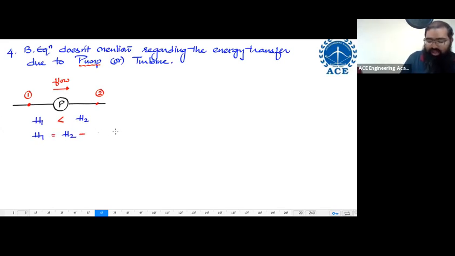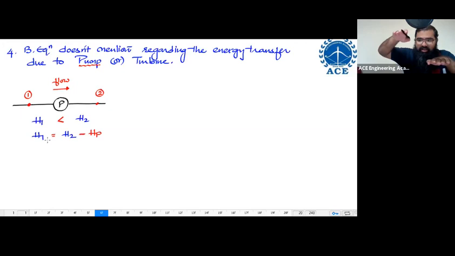I subtract over here something. How much should I subtract over here? I should subtract HP. This HP is known as head of pump. Imagine one thing is less, one thing is more. If I want to make both of them equal, I should say the higher thing minus whatever is the deficit, whatever is the difference. Then I'm going to get this value. HP is known as head of pump.